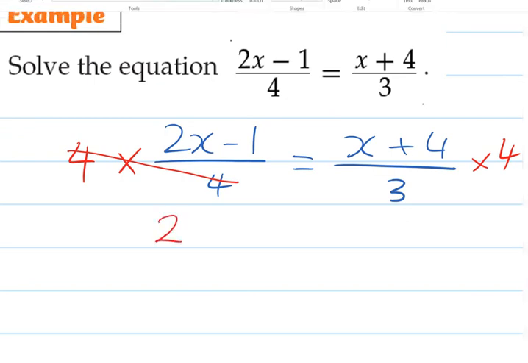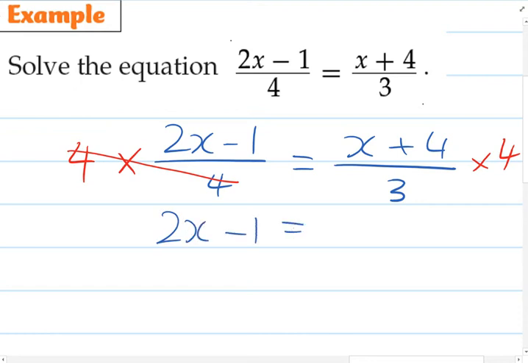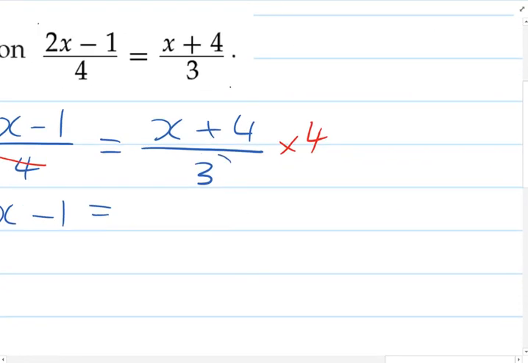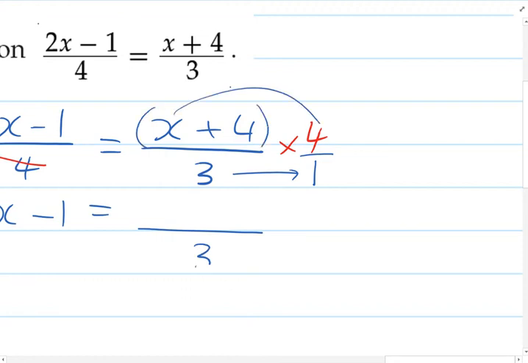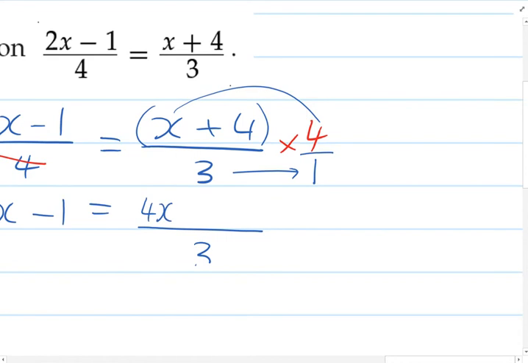So we'll have 2x minus 1 on that side, and on this side, because we don't have 4 on the bottom, it's not going to cancel out. So I'm going to write it as 4 over 1, and so the bottom is going to be 3 times 1, which is 3, and then the top is like when we're expanding brackets. So I'm going to have x times 4, which is 4x, and 4 times 4, which is 16.